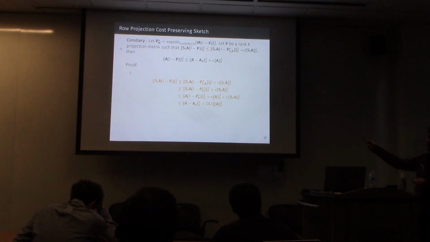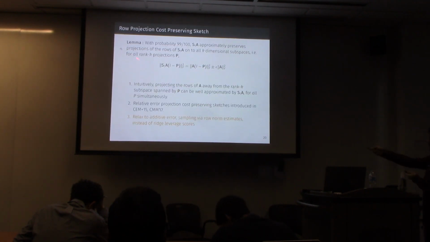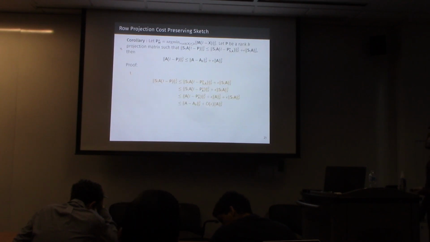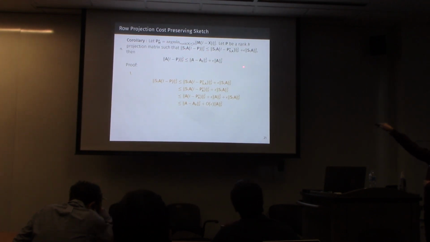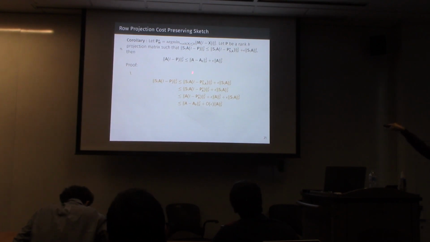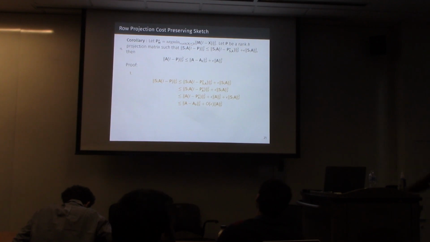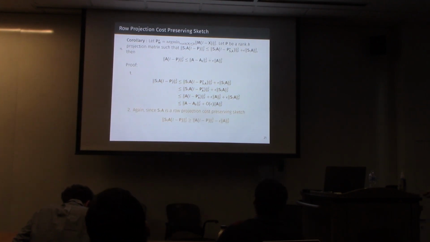Okay, so why do we care about such a theorem, this projection cost preserving sketch? The reason is the following. If I can compute an approximately good projection for the matrix S1A, then the same projection gives me a really good solution for A. Let's not get into the technical details here, but all this is saying is just solve the problem on S1A. This gives you a good solution for the original matrix up to this additive error factor.